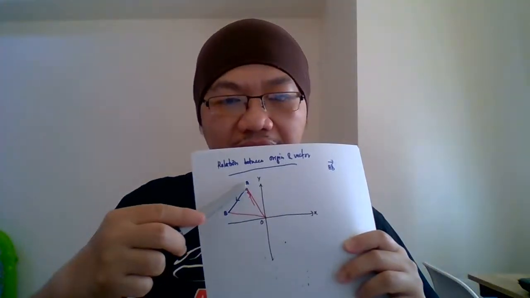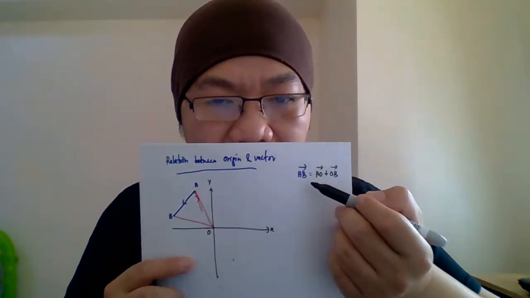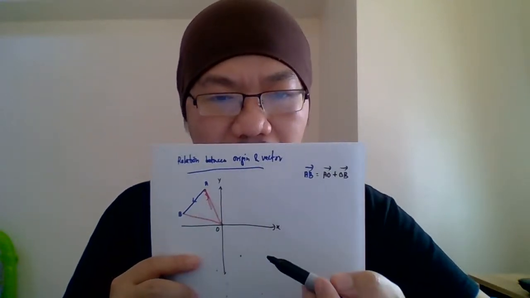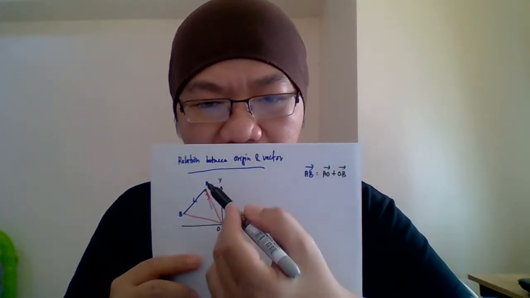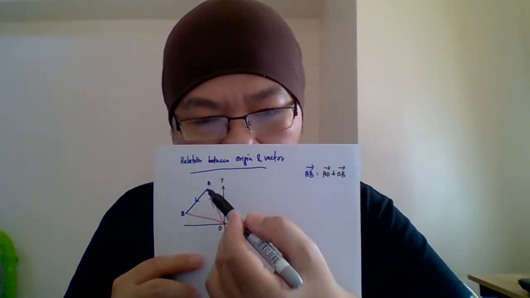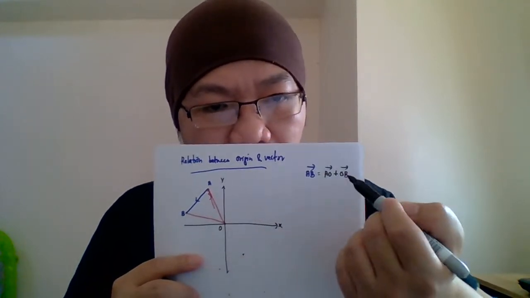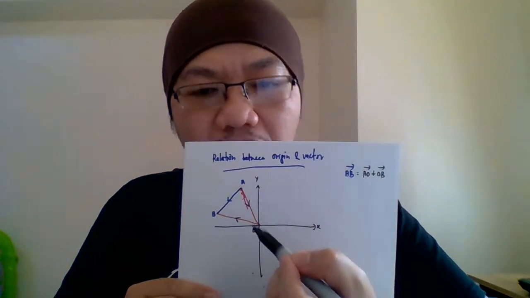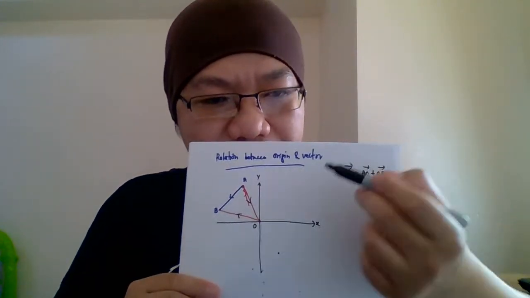So to find the vector AB, it is actually equal to AO plus OB. If you want to get vector AB, you must start from A going to O, and then from O going to B. So you see the direction from AO and then OB. You must draw the direction here. So AO, OB. This is the formula.